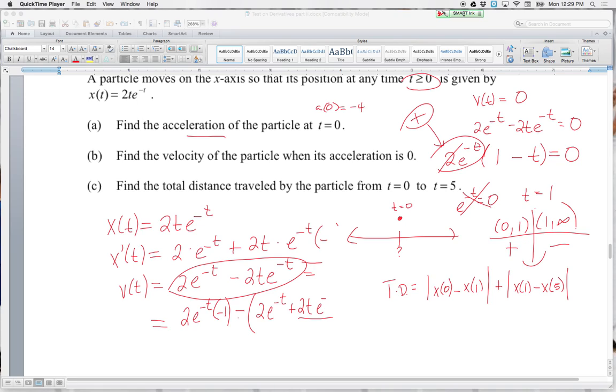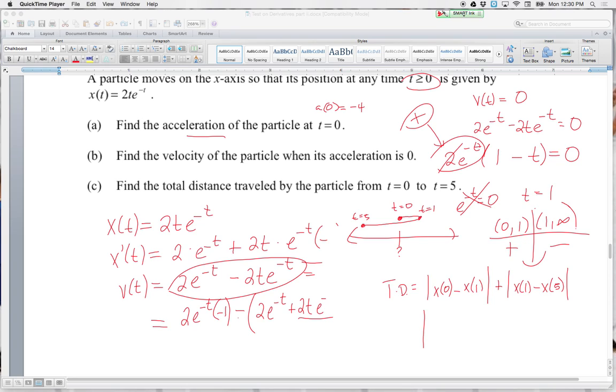But I know it goes to the right up to 1 second. And then it goes to the left and stops at 5 seconds. So if I don't take the absolute value, I got to take that displacement, absolute value of it. That'll be a positive displacement. But this one's going to be a negative displacement. And if I'm not careful, it's going to cancel this out. So that's why I need the absolute value. Does that make sense?